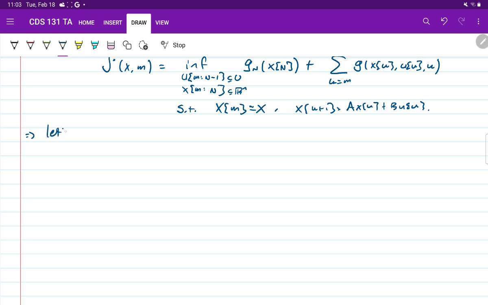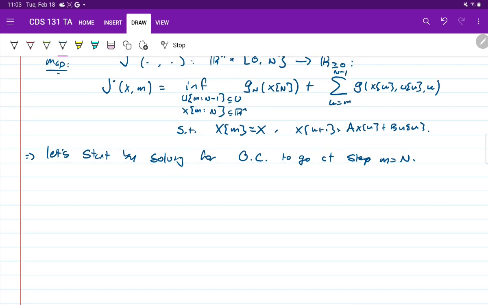Let's start by solving for the optimal cost to go at step m equals n, right? All the way to the end. Because what this definition is telling us, right, is that the further we go into our horizon, kind of the easier this problem will be, right? Because the number of variables shrinks down, the cost function kind of simplifies, and so on and so forth, right?